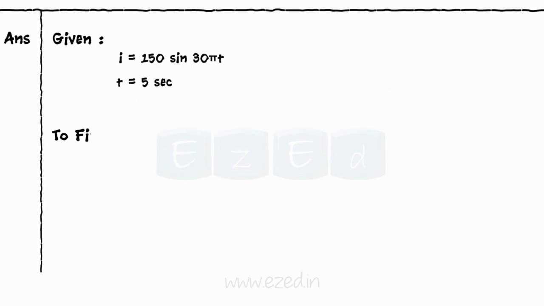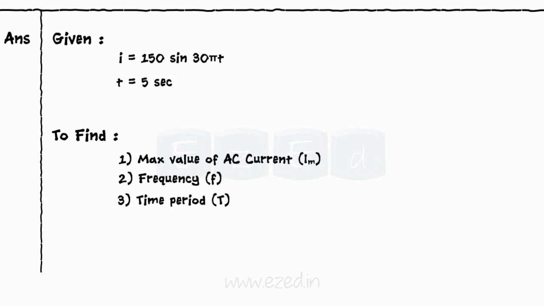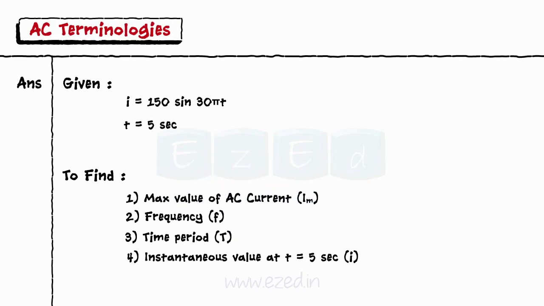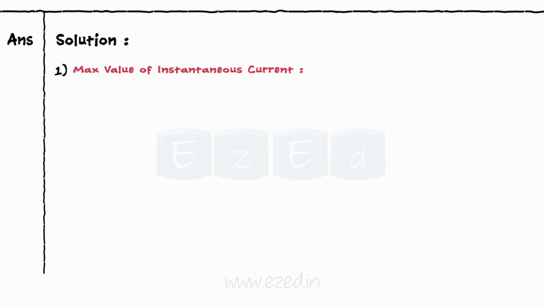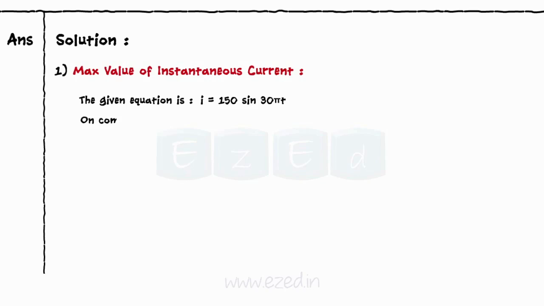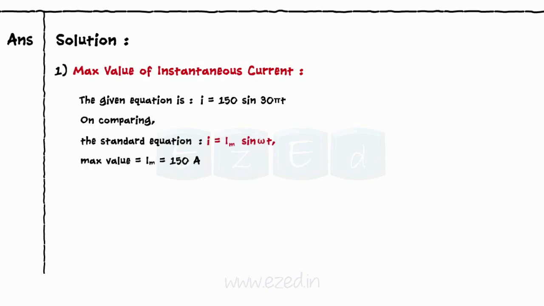So we need to find the maximum value of the AC current, the frequency, the time period, and the instantaneous value of the current. The given equation is I equals 150 sine 30 pi t. Comparing this equation with the standard equation, we get the maximum value of the current equal to 150 amperes.